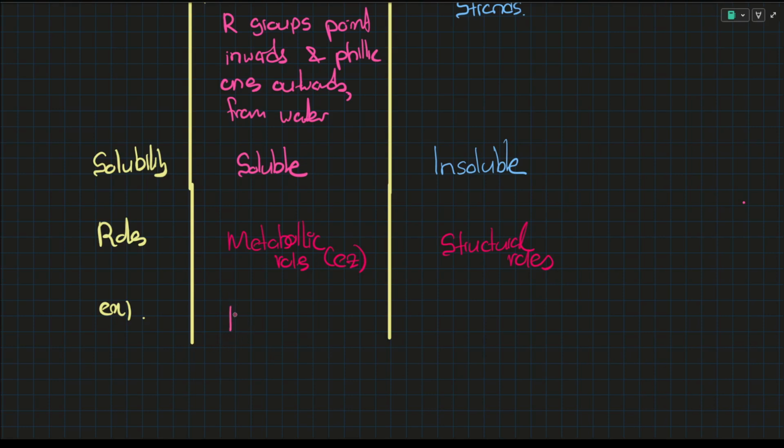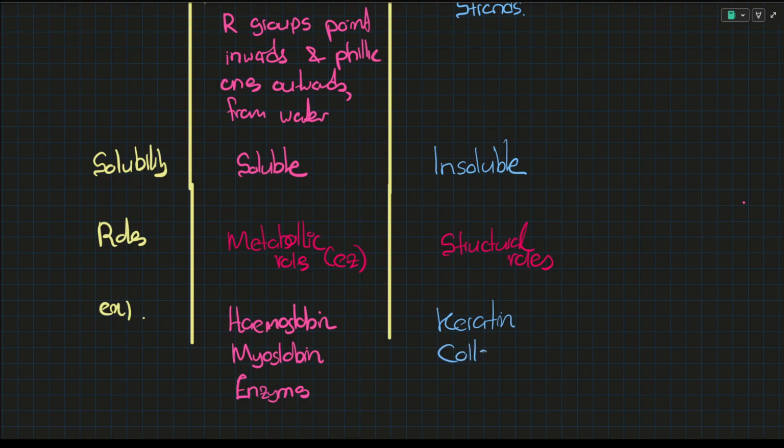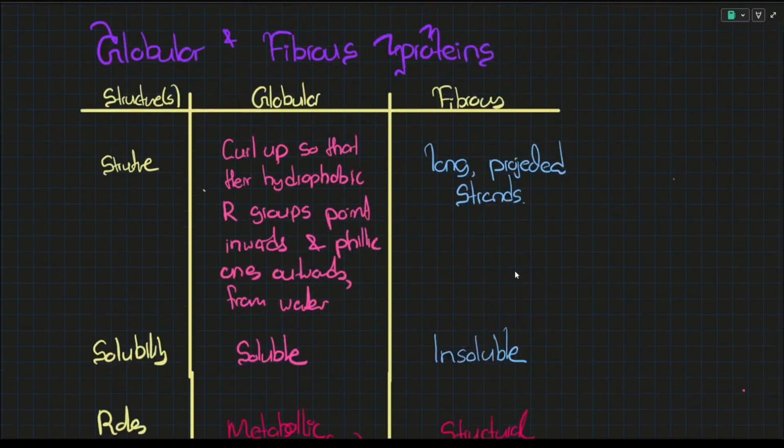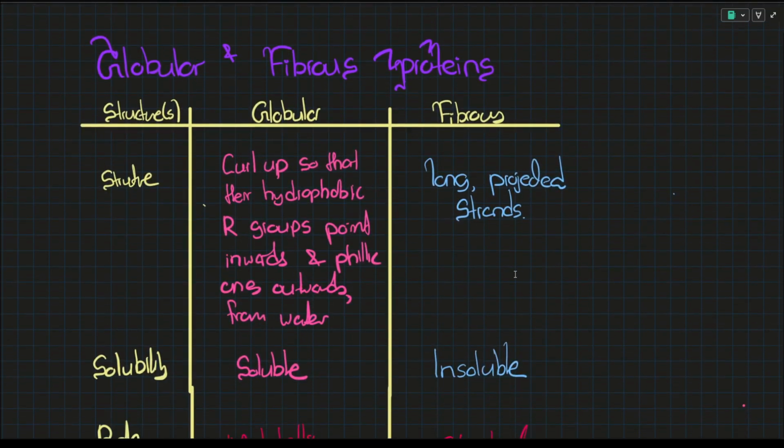Some examples of each would be hemoglobin, something known as myoglobin. All of these things are to do with oxygen transport in blood, and of course, enzymes. Like I said, for fibrous proteins, we have keratin and collagen, constituents of the skin and hair. Thus, we have a small comparison for globular versus fibrous proteins.